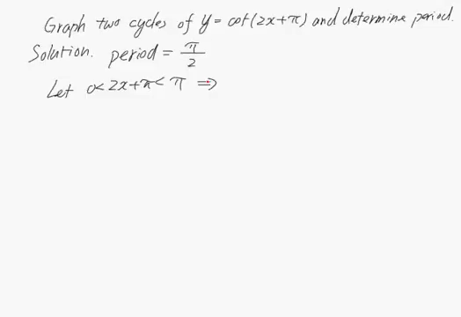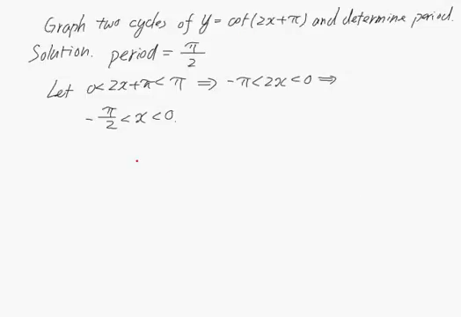Then we get negative pi less than 2x and less than 0. Then we divide each part by 2. Then we get negative half pi less than x and less than 0. Okay, so now we have found the fundamental cycle for this cotangent of 2x plus pi.